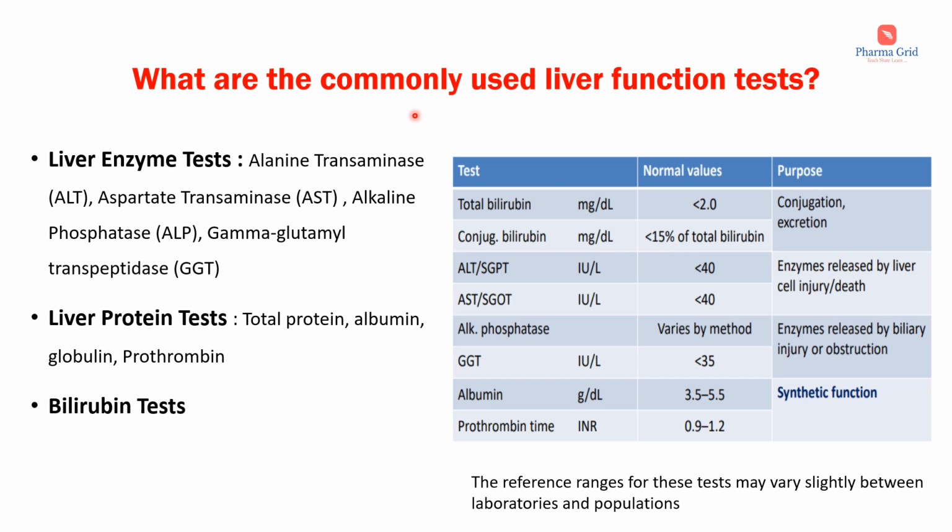Now let's see what are the commonly used liver function tests. They can be mainly categorized into three types, that is liver enzyme tests, liver protein tests and bilirubin tests. Liver enzyme tests include alanine transaminase, that is ALT, aspartate transaminase, that is AST, alkaline phosphatase, that is ALP, and gamma glutamyl transpeptidase, that is GGT. Then liver protein tests include total protein, albumin, globulin, prothrombin, and then bilirubin test. Here you can see an overview of commonly used liver function tests, their normal values and their purpose. The reference ranges for these tests may vary slightly between laboratories and populations.